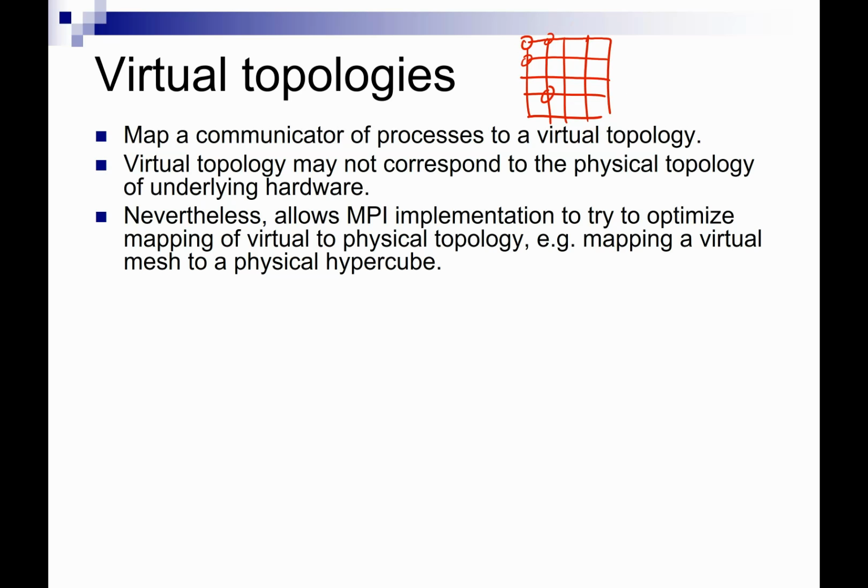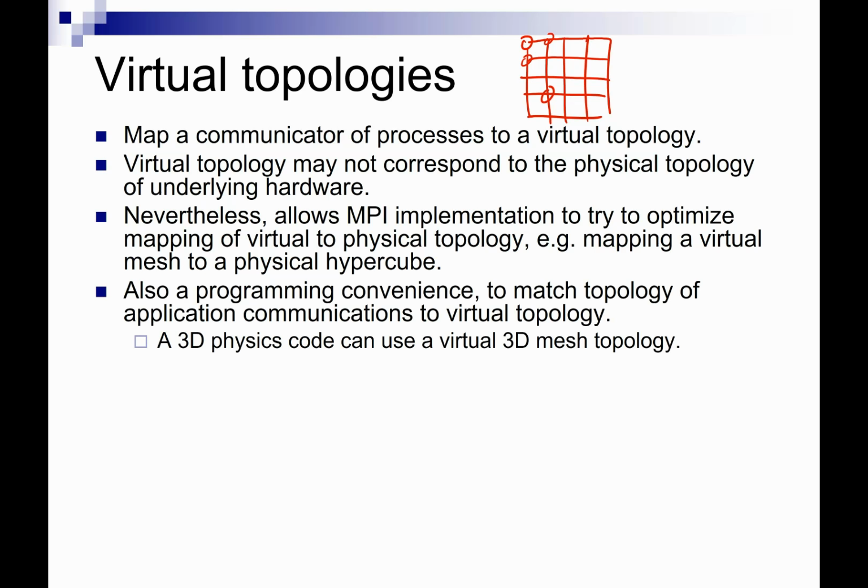Initially, if you just have a communicator, then MPI doesn't know anything about your process topology. These virtual topologies are a way to inform MPI about your process topology. And once you inform MPI, then it can try its best to map these in a good way onto the actual physical processor topology.